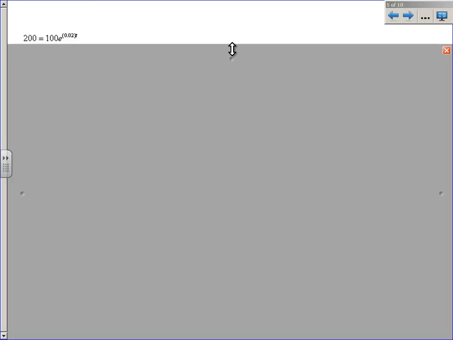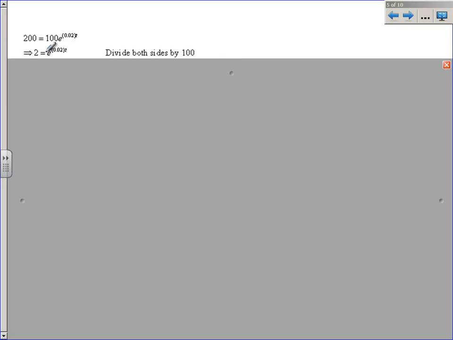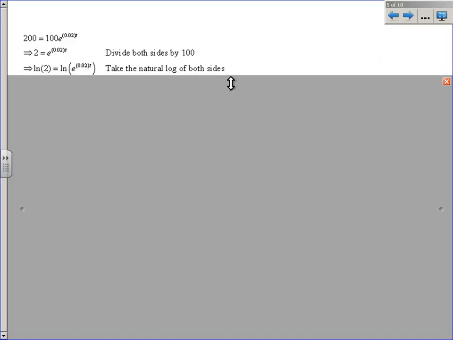Okay, the first step, there's my setup. Double, so it grew to 200. The first thing I'm going to do is divide both sides by 100 to simplify this. Then the next thing we're going to do is take the natural log of both sides so that we can solve for t. This is what we practiced yesterday. We took the natural log of both sides.